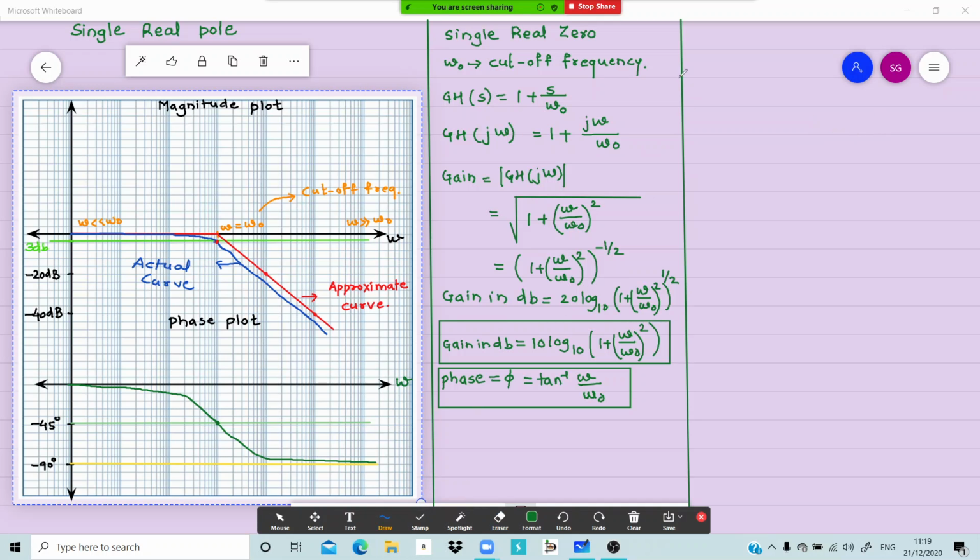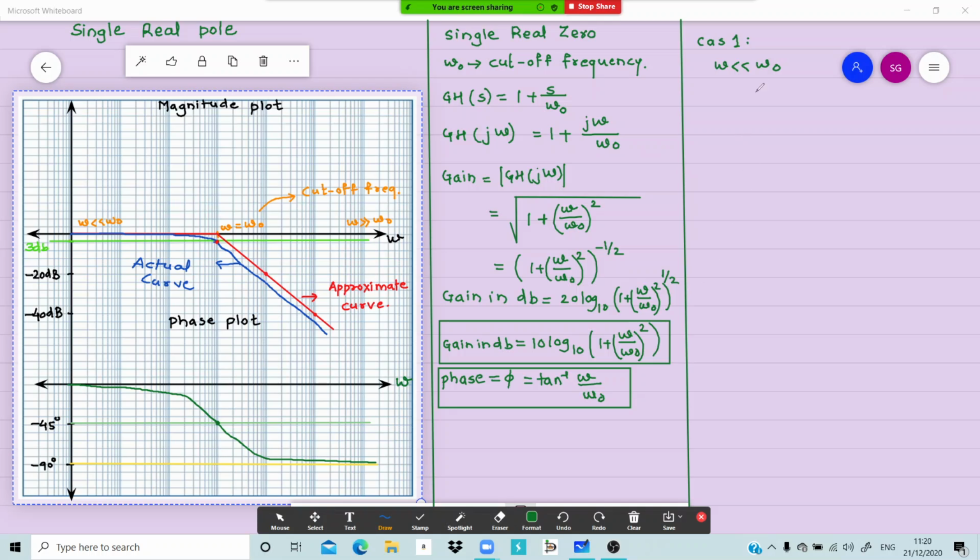So I'll say case 1. When omega is very small compared with omega 0. Okay, so the gain. Very small means compared with this very less, and very less compared with 1 means we can neglect it. Correct? Now this will be 20 log of 1, because it will be log of 1, and log of 1 is equal to 0. So very well we can write the magnitude to be equal to 0 dB.